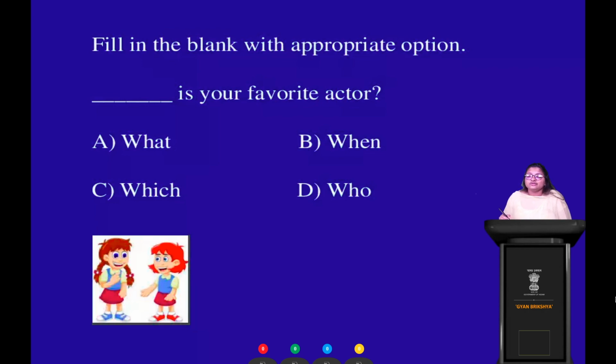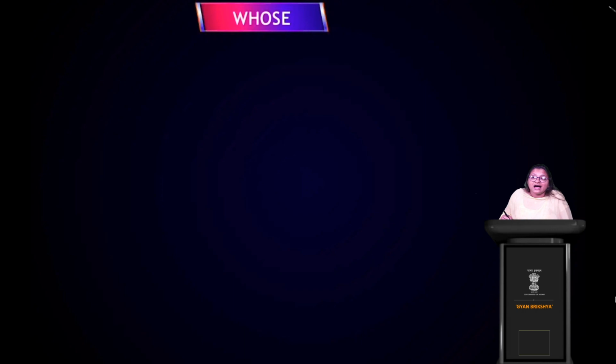All right, very good. So the correct response is, of course, option D. Who is your favorite actor, right? All right, okay. Now, let's move forward. So let's look at whose, the question word whose, asking about ownership, okay? Whose book is this? Whose pen is this?